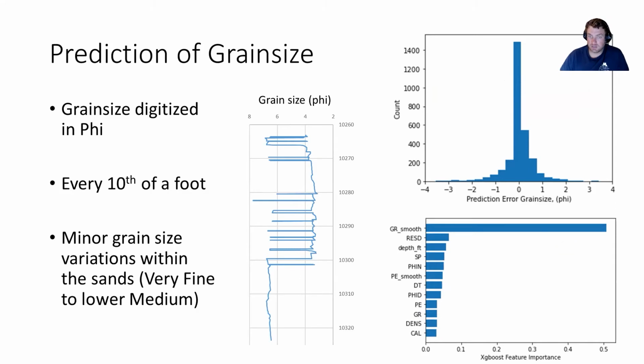So if you look in the upper right, the prediction error of grain size looks pretty good. You want most of that error to be plus or minus 0, which it is. And then the lower right is the feature importance. And as not a surprise, the most important feature is the smooth gamma ray.